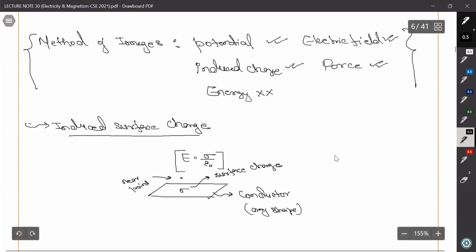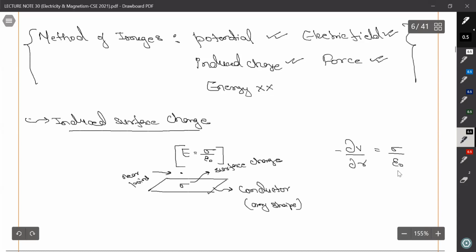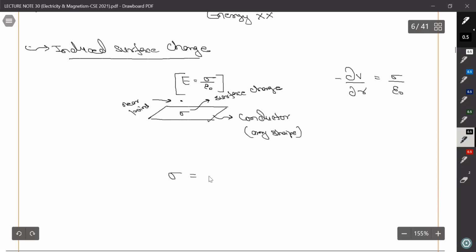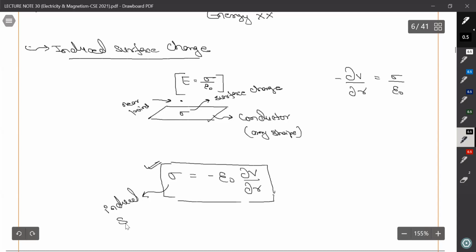And E is what? E is minus del V by del R. Minus del V by del R is what? Sigma upon E naught. So if you want to find out the induced charge, sigma will be what? Minus E naught del V by del R. Right? This is induced surface charge here. Why here? Because conductor having no charge, right? So we are having a plus q charge here. So due to the plus q, here it is induced.